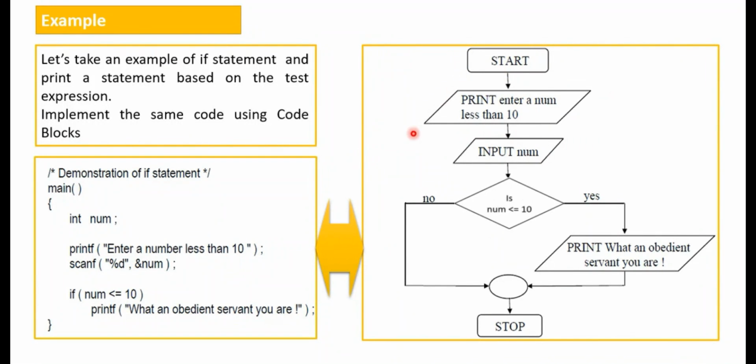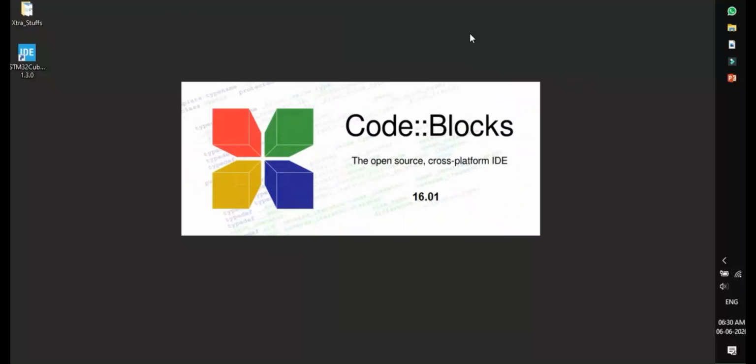That means this is the first execution for printf. Then input number, and then it is checked that the number is less than or equal to 10. So if it is yes, then we have to print "what an obedient servant you are". Now let's implement the same code using Code::Blocks. Let's move to Code::Blocks.